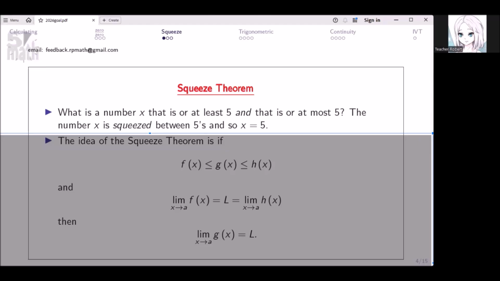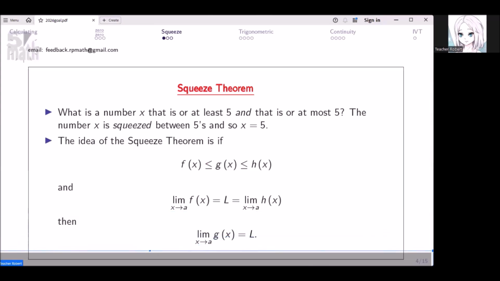What is a number x that is at least 5 and that is at most 5? The number x is squeezed between 5s, and so x equals 5. The idea of the squeeze theorem is: if f of x is less than or equal to g of x, which is less than or equal to h of x, and the limit as x approaches a of f of x equals L equals the limit as x approaches a of h of x, then the limit as x approaches a of g of x equals L.